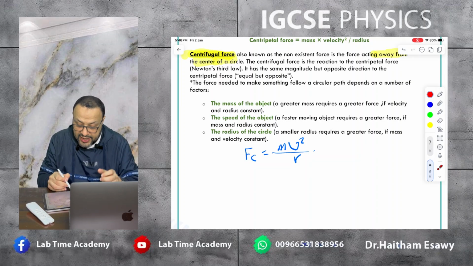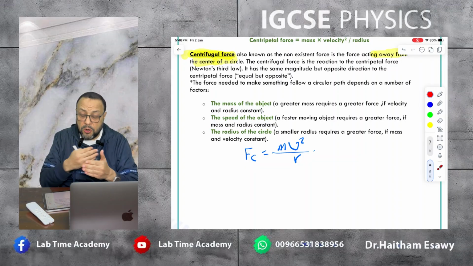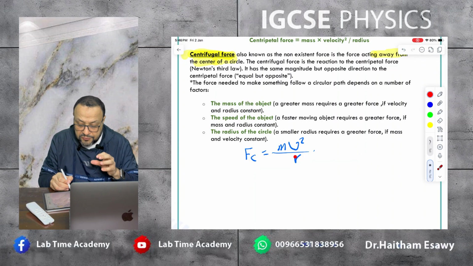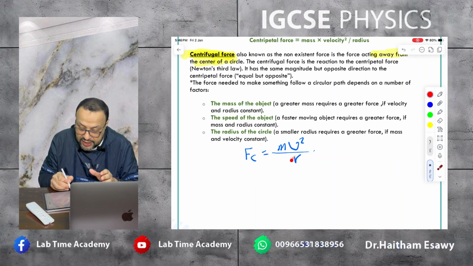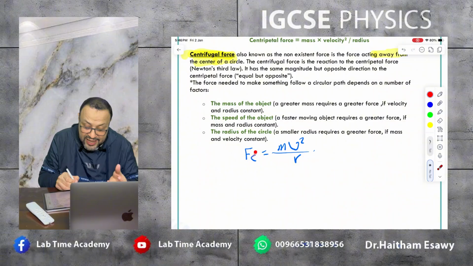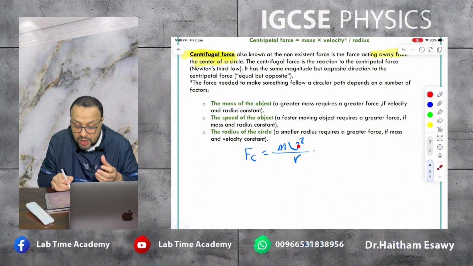After that, let's talk about the relation between R and Fc. We have an inverse proportion between radius and centripetal force, but you have to keep M and V constant. This means that a smaller radius requires a greater force when the mass and velocity are constant.